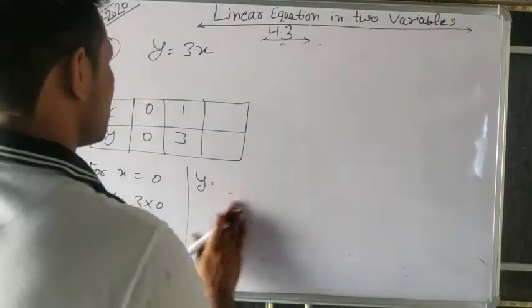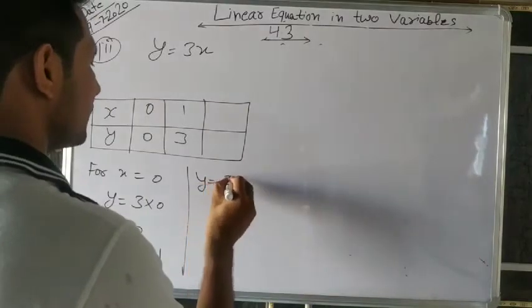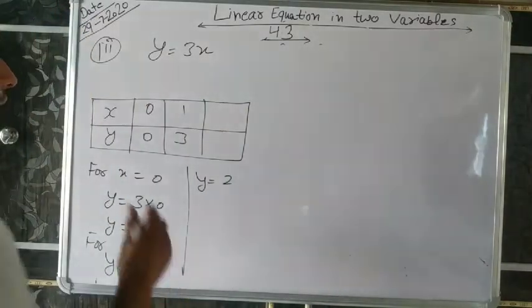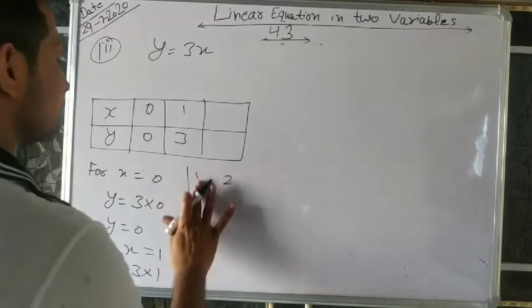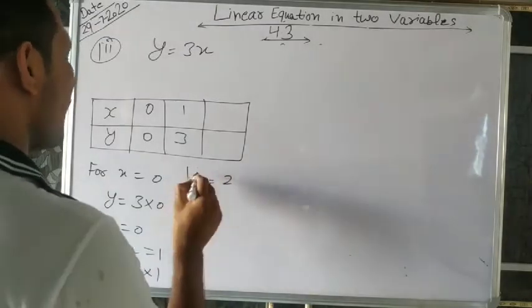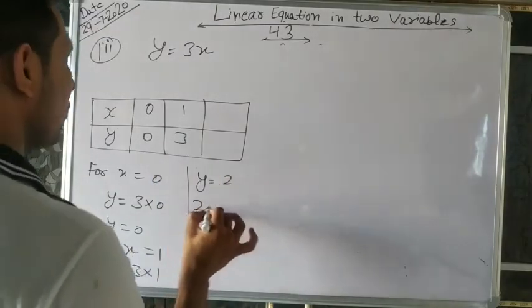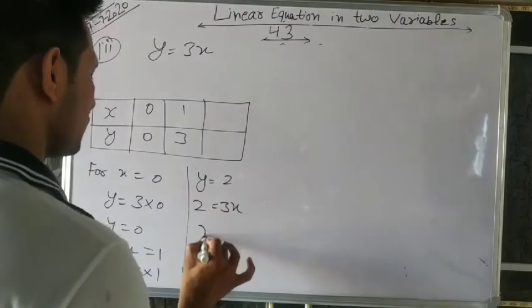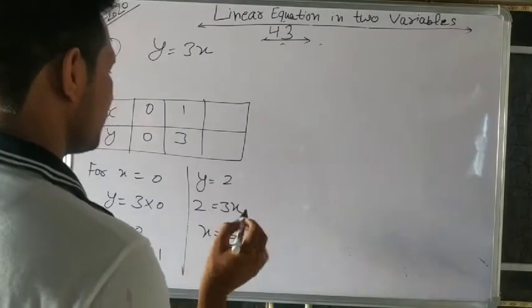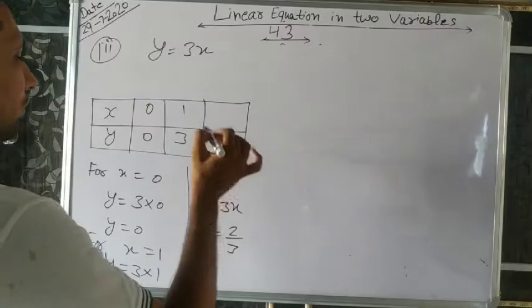If x equal to 2, you can find. If y is 2, then 2 equal to 3x. So x equal to 2 divided by 3.